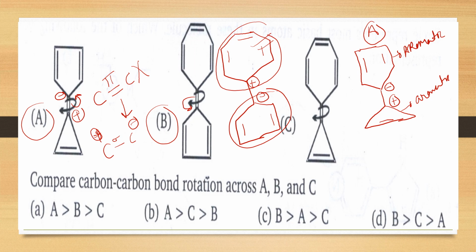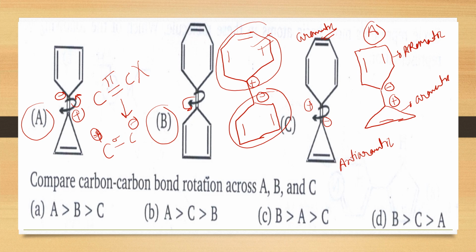If we consider compound C, there will be a negative and a positive charge. So suppose there is a positive charge and a negative charge. One ring will be aromatic but another ring will be anti-aromatic. And we all know that anti-aromatic compounds are the most unstable compounds.